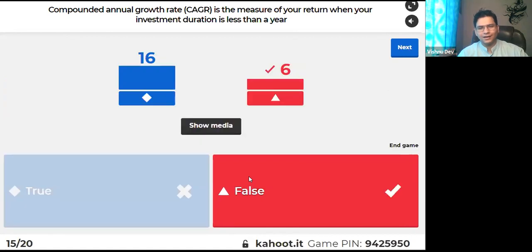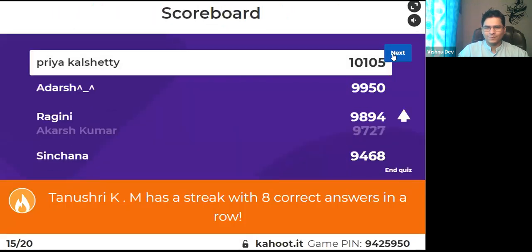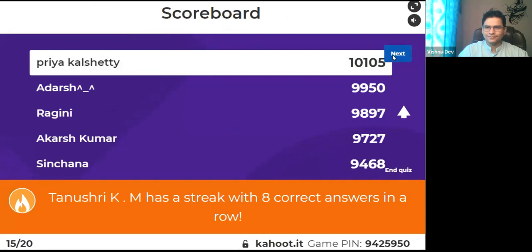Seriously, I can't understand sometimes. You have no common sense at all. Compound annual growth rate. What does annual mean? Yearly, more than 1 year. Okay? You people have eaten up your common sense.